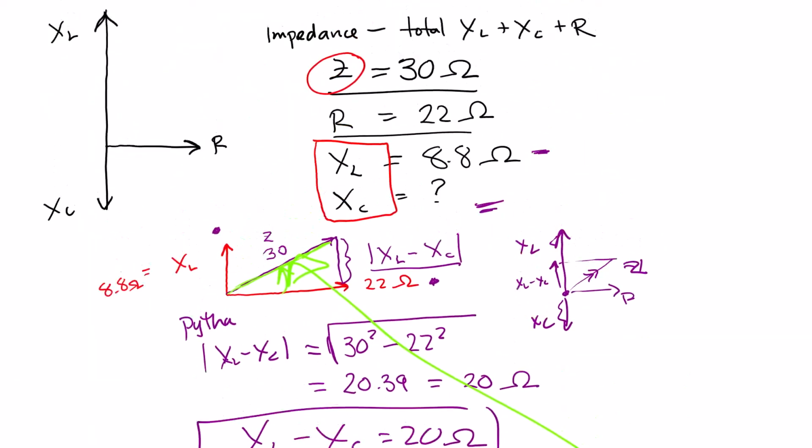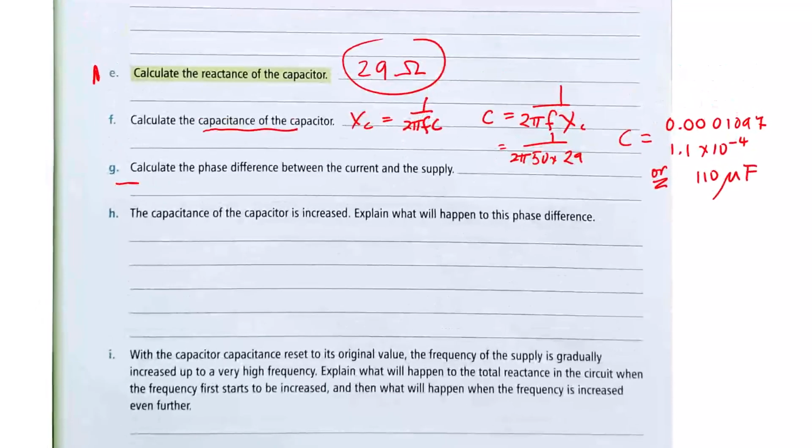So 43 degrees phase difference between the current. Remember, the current is in phase with the voltage across the resistor, and the supply, that's the Vs, so that's the difference between the resistance, the phase angle between the resistance and the impedance.